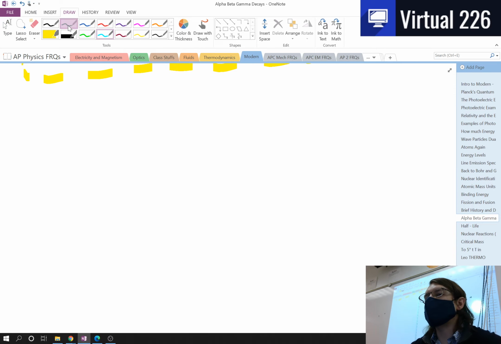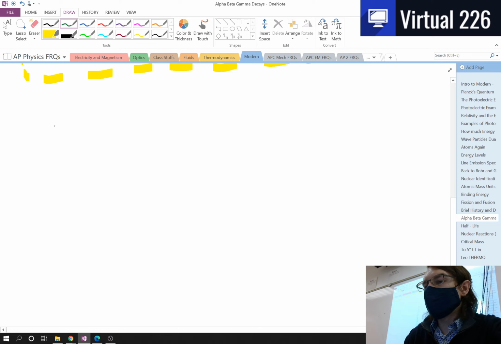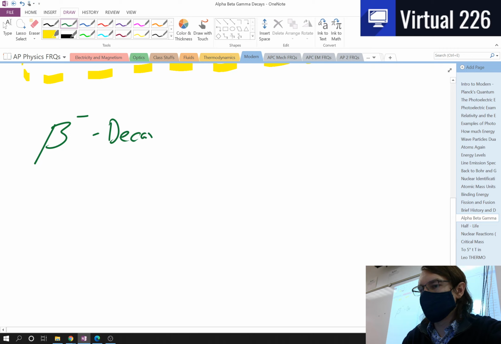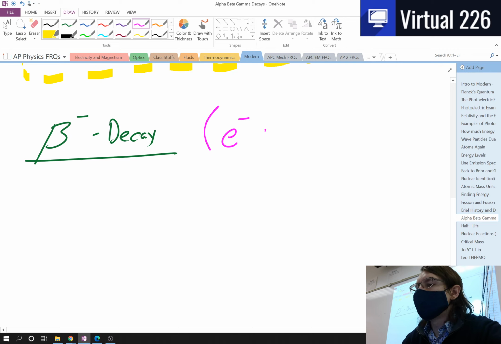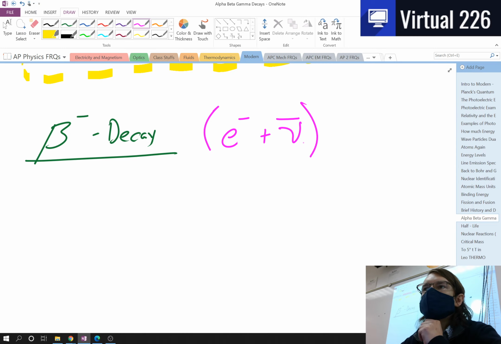Our next type of decay is a beta decay, but just calling a beta decay one thing is kind of a misnomer because we actually have 2 beta decays here. The first one we'll talk about is beta minus. For a beta minus decay, what we're going to get out of it is an electron plus an antineutrino. Did I just make up a word? Maybe. But a neutrino is actually a very, very small particle.